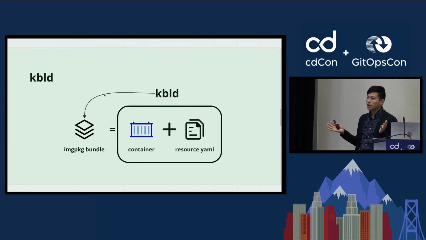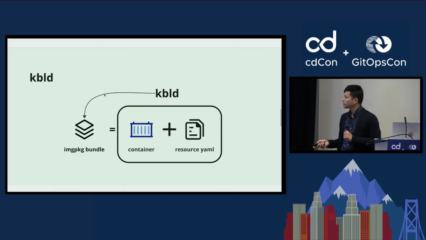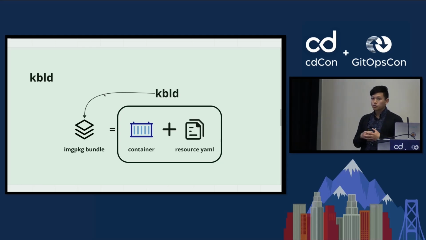Kbld is a CLI tool that does quite a few things, but for the purposes of this talk, it compiles the container and the resource YAML into that image package bundle. One thing I forgot to mention was the image package bundle is an OCI image, so you can treat it like an image, put it into a registry. There's an open API schema.